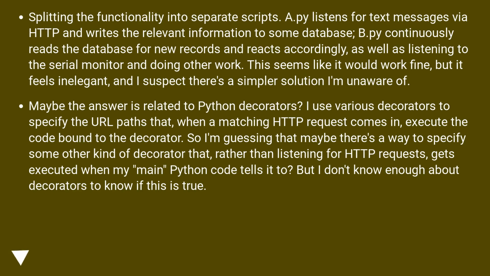This seems like it would work fine, but it feels inelegant, and I suspect there's a simpler solution I'm unaware of. Maybe the answer is related to Python decorators. I use various decorators to specify the URL paths that, when a matching HTTP request comes in, execute the code bound to the decorator. So I'm guessing that maybe there's a way to specify some other kind of decorator that, rather than listening for HTTP requests, gets executed when my main Python code tells it to. But I don't know enough about decorators to know if this is true.